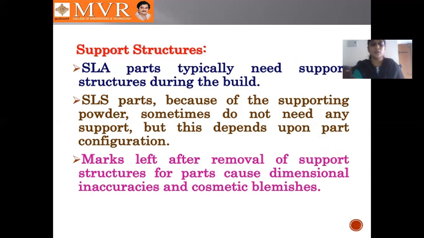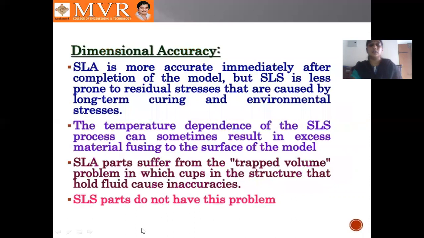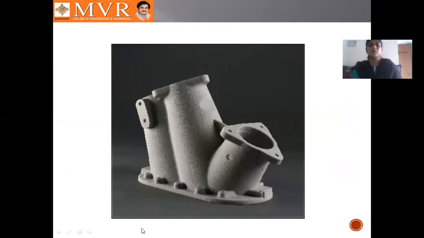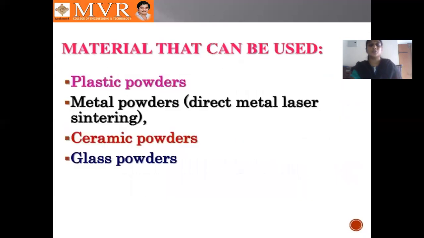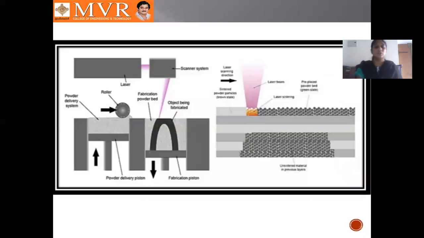Okay, next, this SLS process is given to different types of machines, and it is applied to plastic powders with powder delivery systems, with the help of the roller and the laser beam systems. Okay, this is the fabrication powder bed, and these are the terms used in the powder-based rapid prototyping system: the scanner system, object being fabricated, powder bed, laser, roller, powder delivery system, powder delivery piston, fabrication piston.